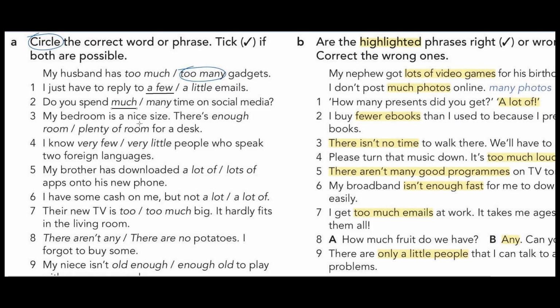My bedroom is a nice size. There is enough room, plenty of room for a desk. Actually, you can use both here. Enough room and plenty of room as well. So I put a tick. There is enough room, so it's okay. You can put a desk. Or there is plenty of room for a desk. It means you can put it anyway. So, both options.